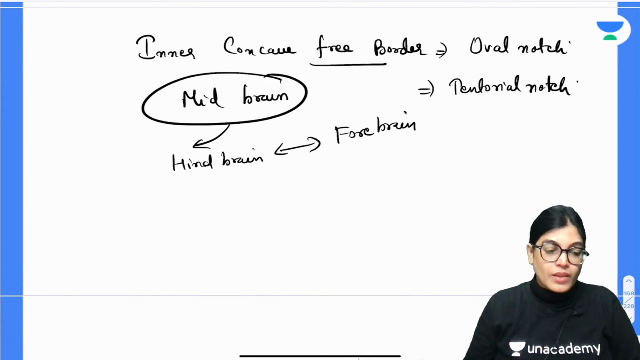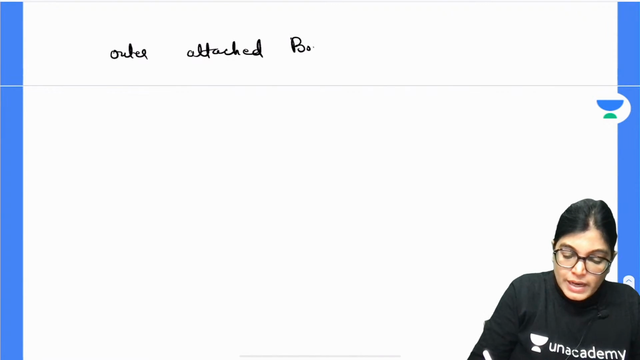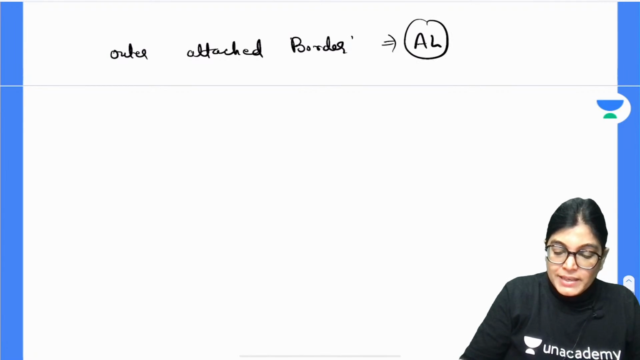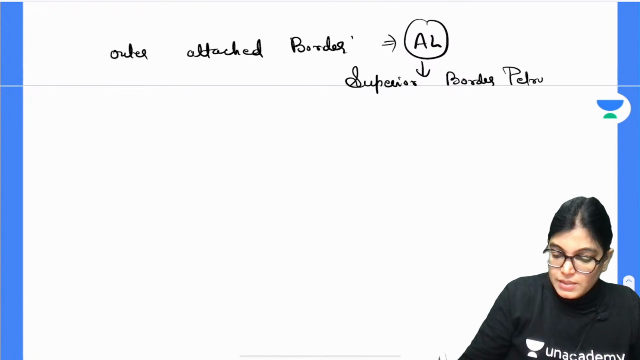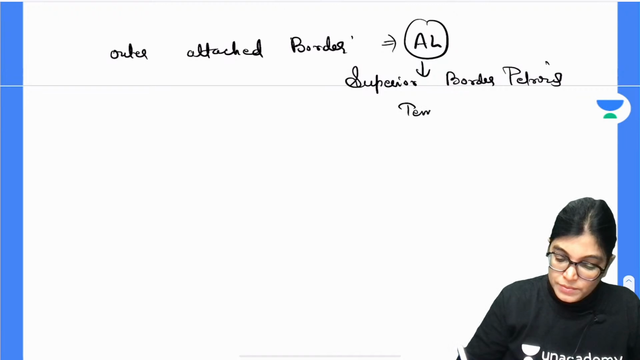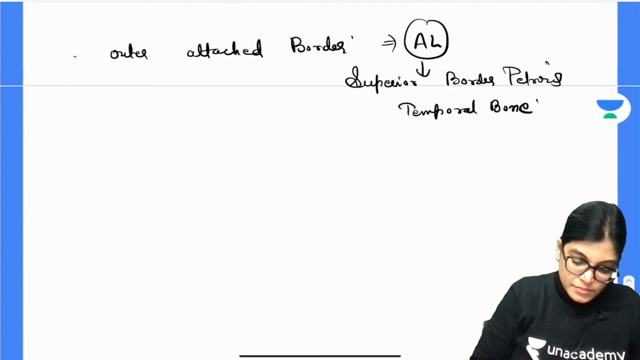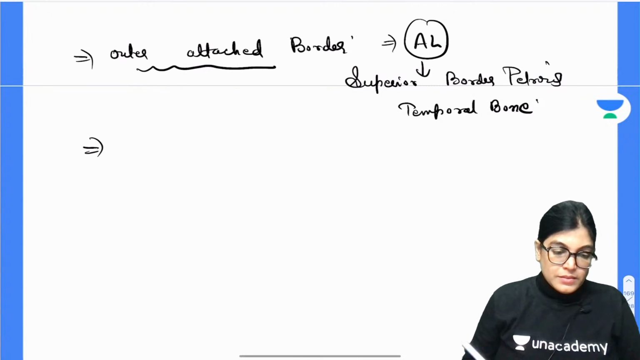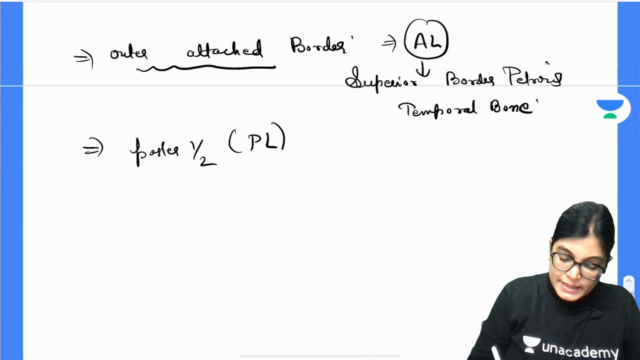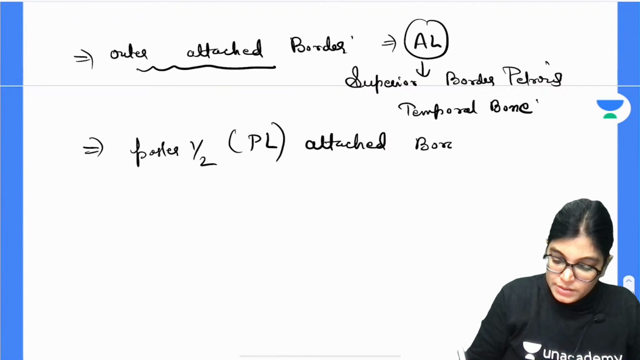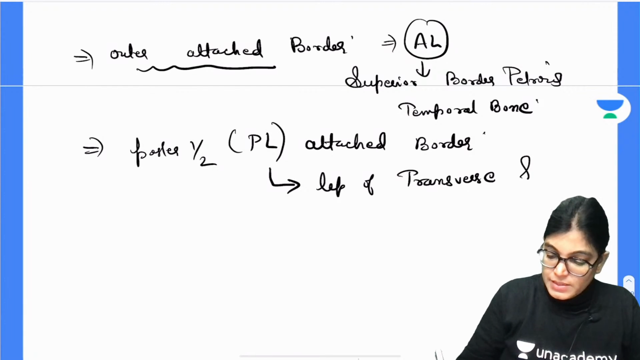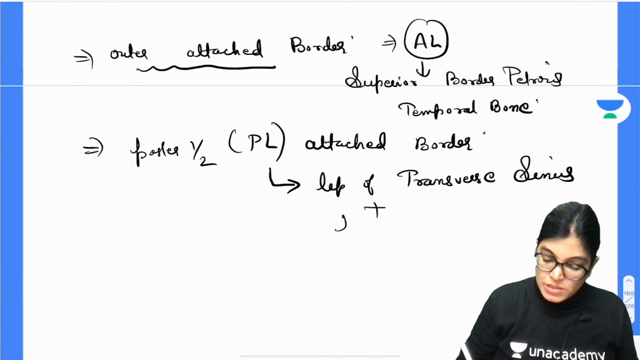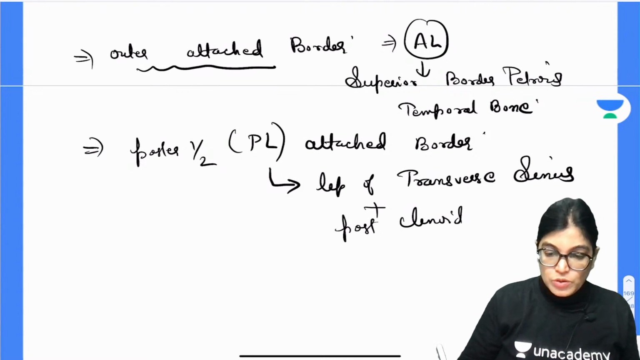Got it? Now, what about the outer attached border? So write down outer attached border. The anterolateral part is attached to the superior border of petrous temporal bone. The posterior half, that is the posterolateral attached border, is attached to the lip of transverse sinus, and also to the posterior clinoid processes.